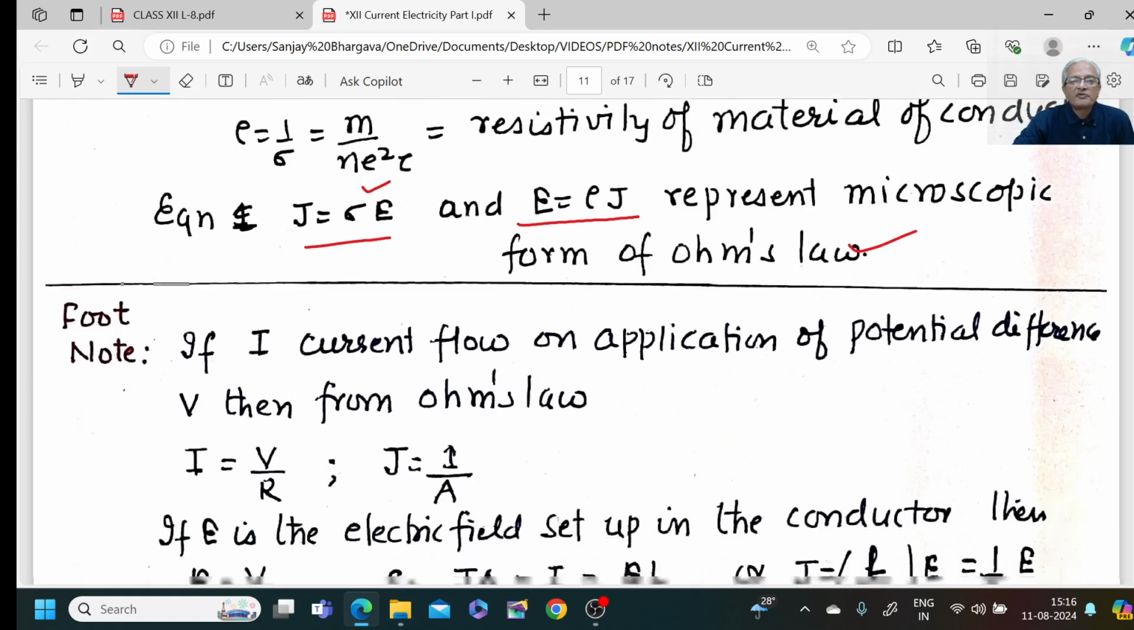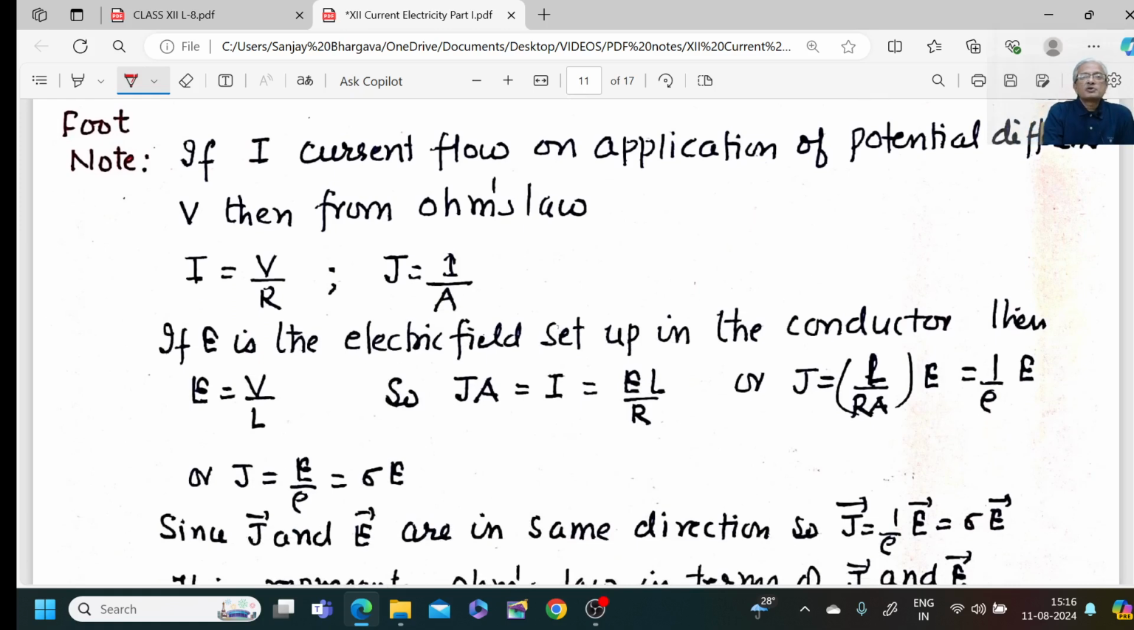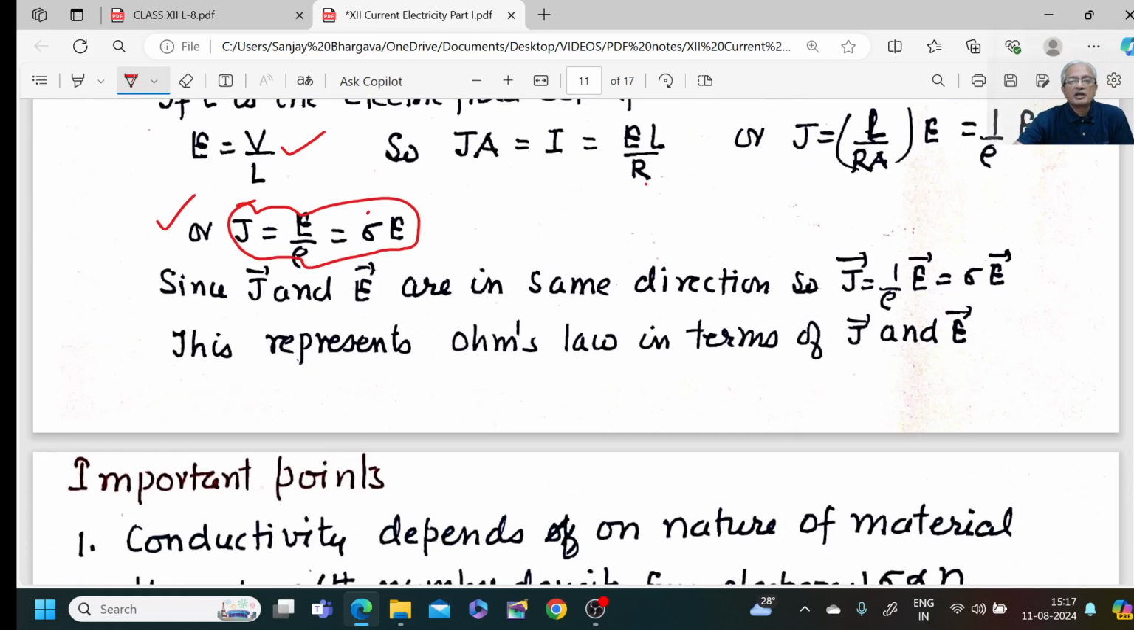Some important aspect I put in the footnote here. If current I flows on the application of potential difference V, then from Ohm's law I would be equal to V upon R. The current density J is I upon A. If E is the electric field set up in the conductor, then E was equal to V upon L. So J times A is equal to I, that is E L upon R, or J would be equal to L upon R A into E, and that is nothing but the inverse of resistivity. So this is another way of determining this relationship. Either J would be equal to sigma times E or J would be equal to E upon rho. These are called the microscopic form of Ohm's law. Remember, J and E are in the same direction.